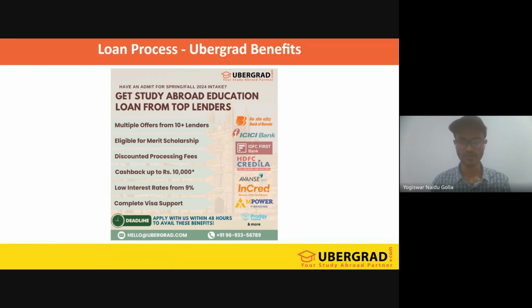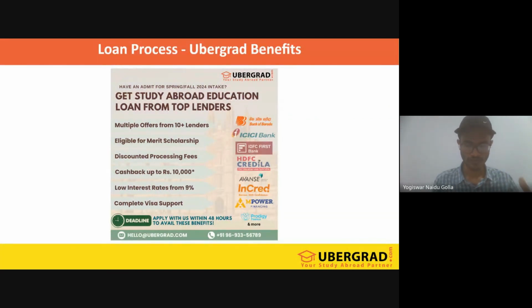For example, if your profile fits private banks like ICICI, who offer a lower rate of interest for non-collateral loans, and then IDFC, we send your profile to these lenders and get a quote, which gives the rate of interest and the amount they are going to offer. Based upon that, we can proceed further. So you can get multiple loan offers from 10 plus lenders, so that you can choose the best one suitable for you.